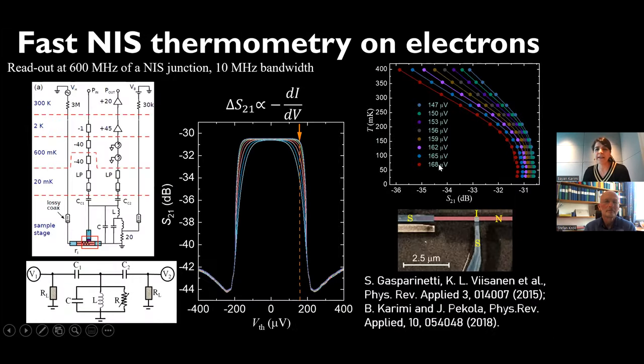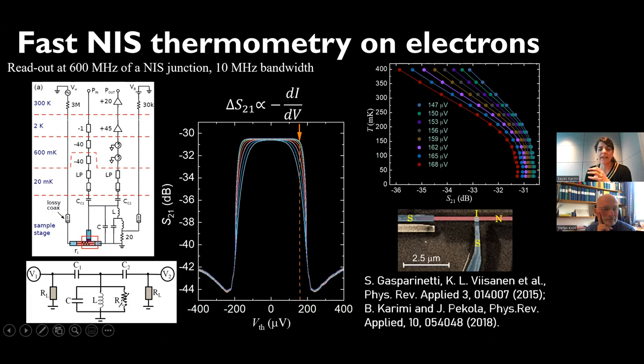Now, for measuring the electronic temperature, one of the traditional ways is to use NIS tunnel junctions, where we have a superconductor, a normal metal, and an insulator in between. In order to measure this fast, we embed these NIS tunnel junctions into a circuit, like this LC circuit. And the main idea is doing an RF measurement, by putting the input and output signal here.